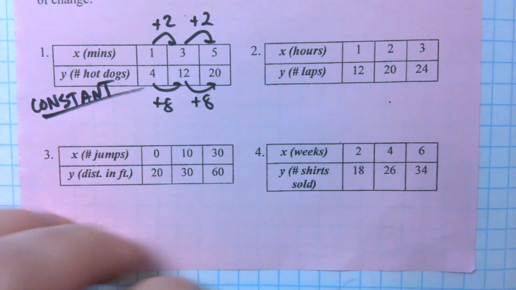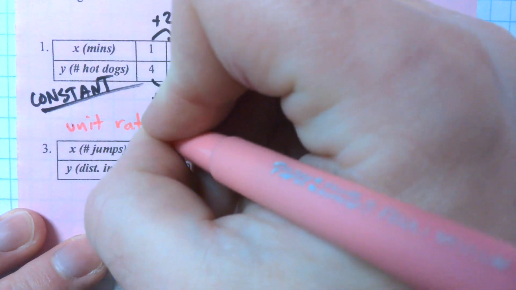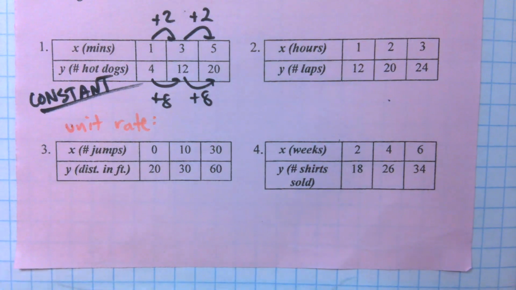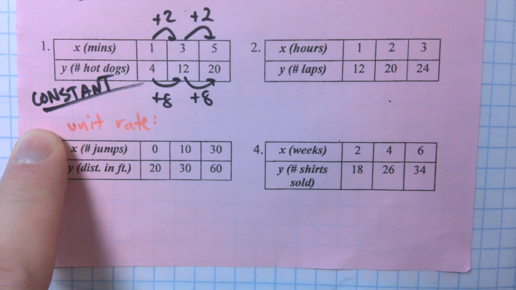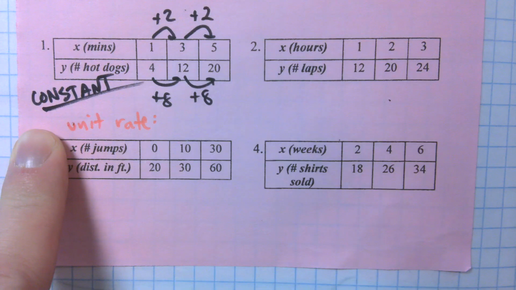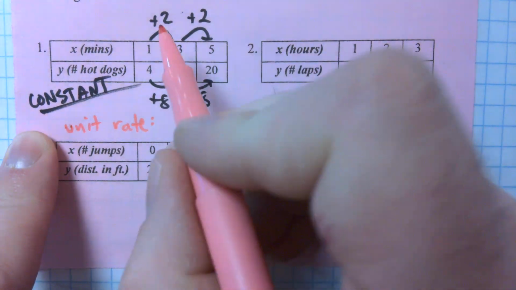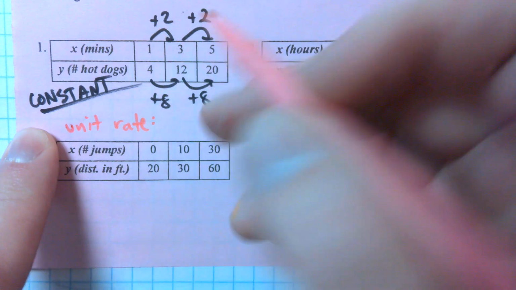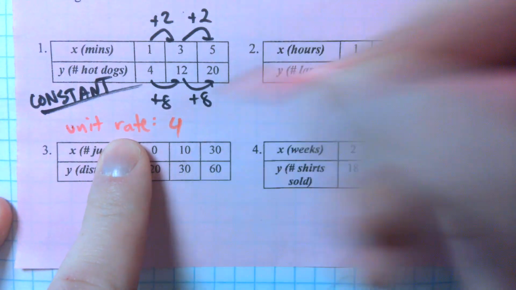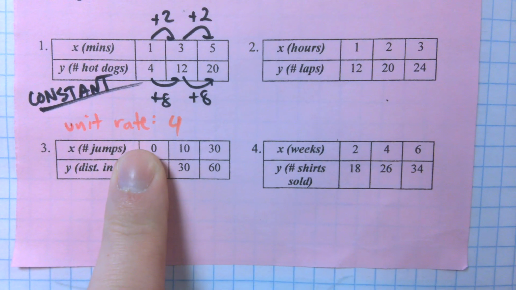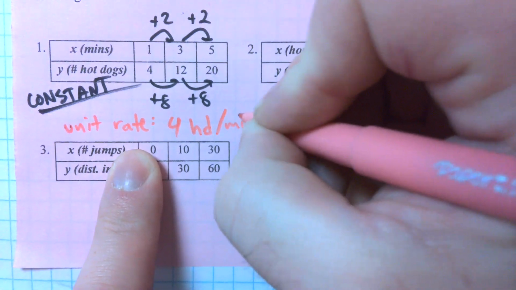Now, bonus question. What would my unit rate here be? Amari, you got it? No? This first one. What would my unit rate be? 8 over 2, which is 4, right? I think that's what you were getting at. 4 what? 4 miles per hour? Hot dogs per minute.